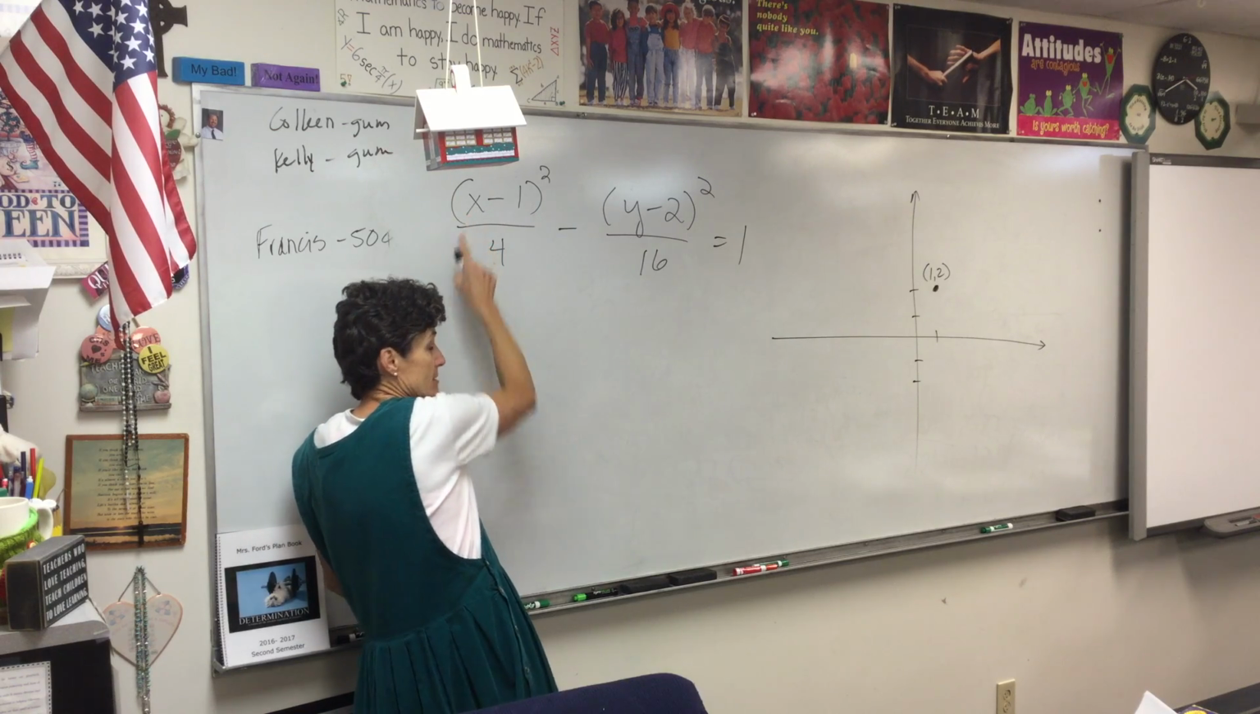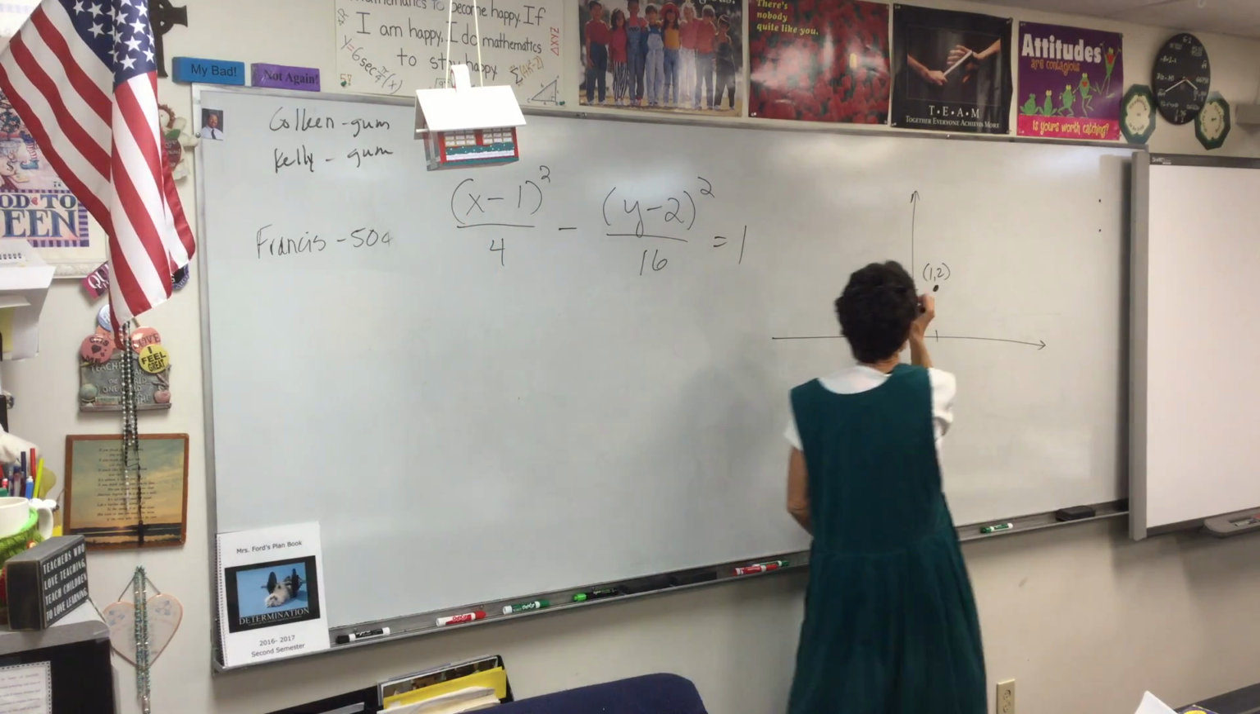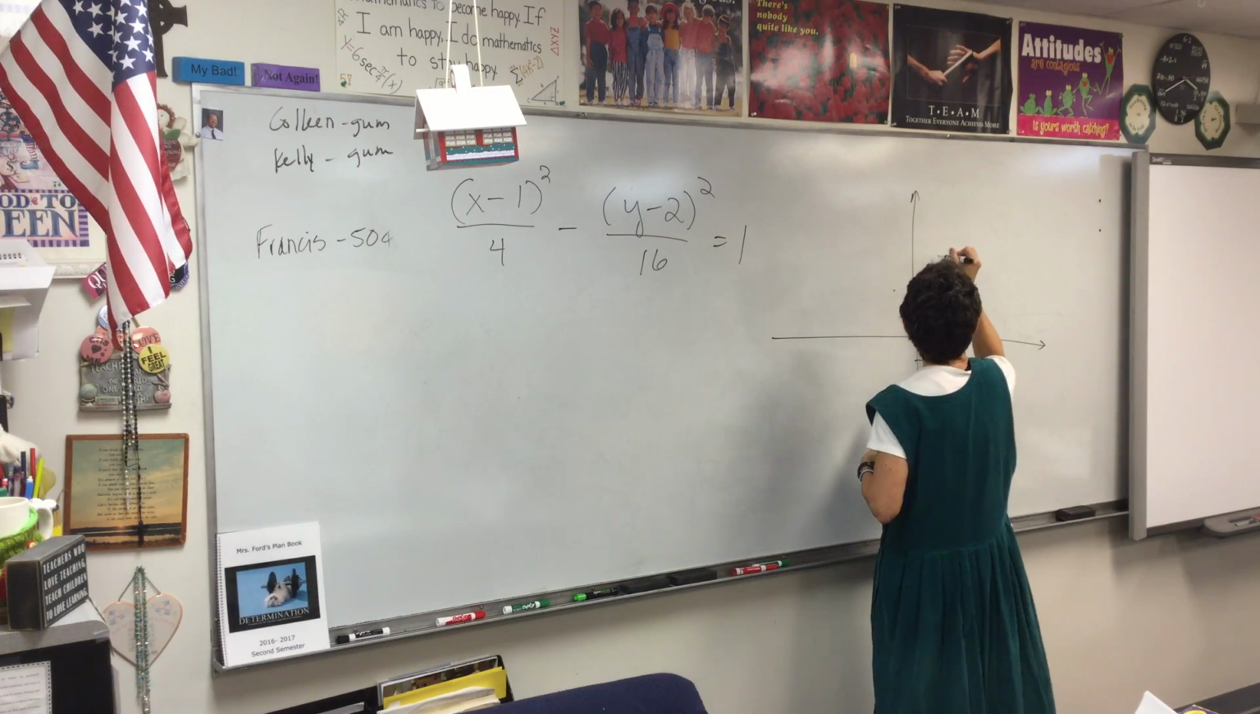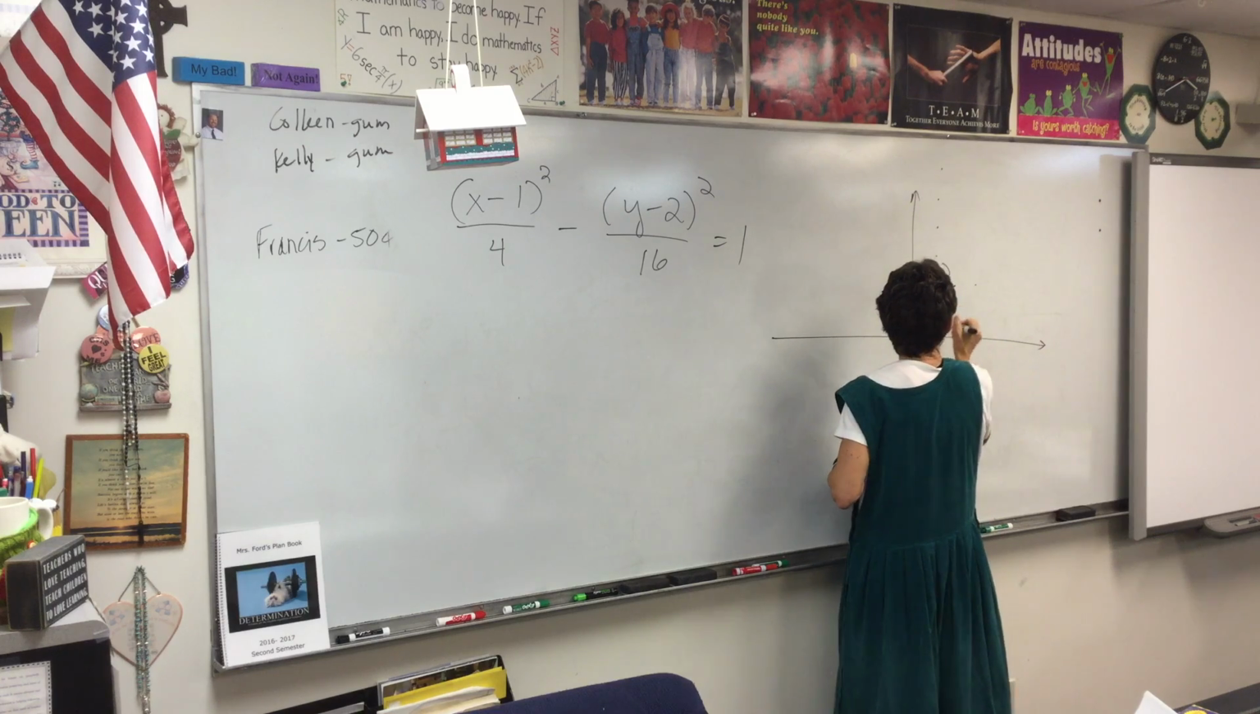All right, what does the score tell me? It's under X. If it's under X, it says go left and right 2. What does the 16 tell me? Up and down. Up and down 4.